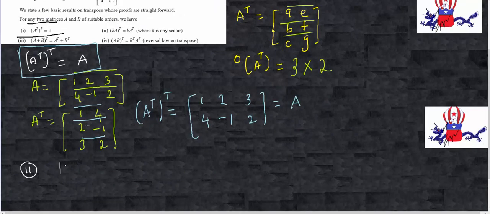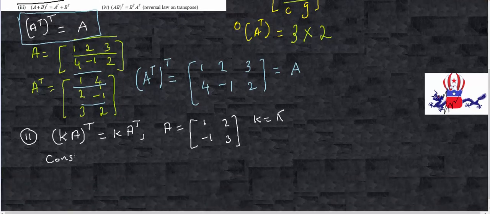We now see property number 2, which is (kA) transpose equals k times A transpose. Here k is a scalar, so let us check this result using an example. I am going to take A to be a 2 by 2 matrix, say [1, 2; -1, 3]. Let me assume k to be some scalar value, say pi.